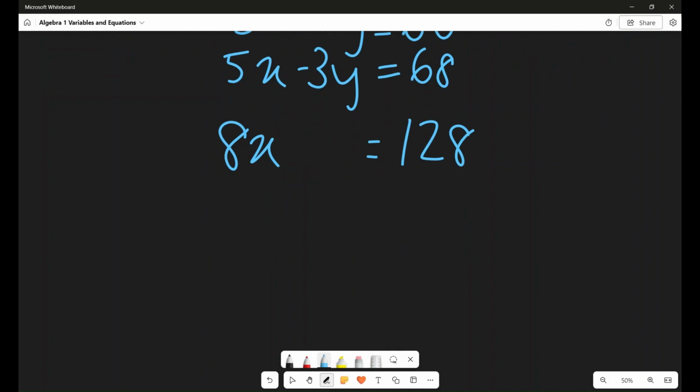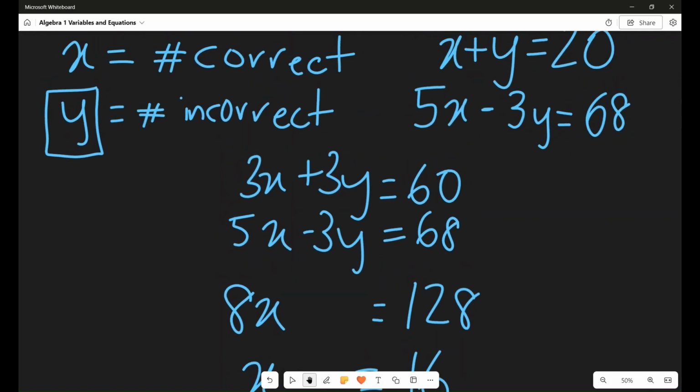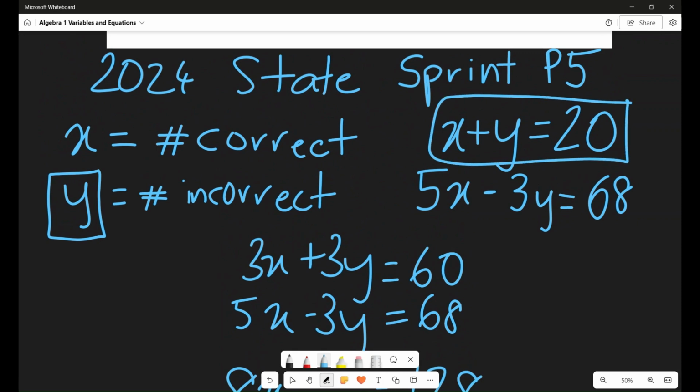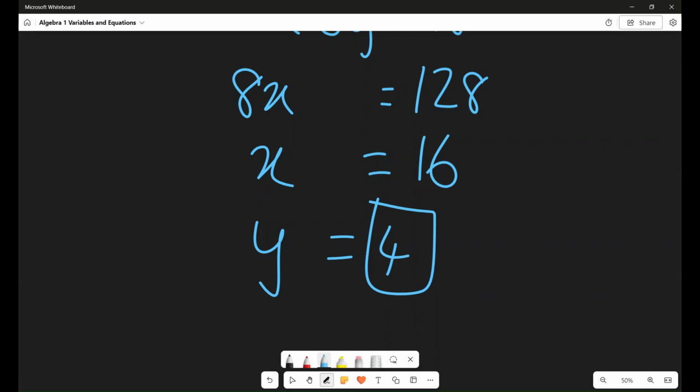Now I divide both sides by 8, and we get x equals 16. Now remember, we boxed y because we want to find y, not x. So we can plug x equals 16 into this equation, x plus y equals 20, and we get our final answer of y equals 4.